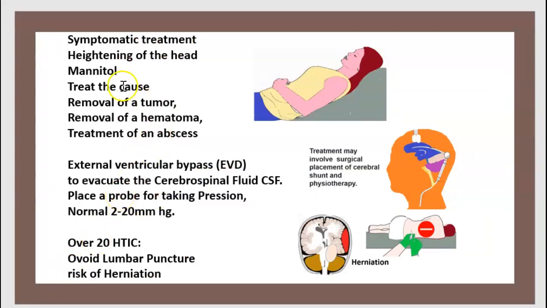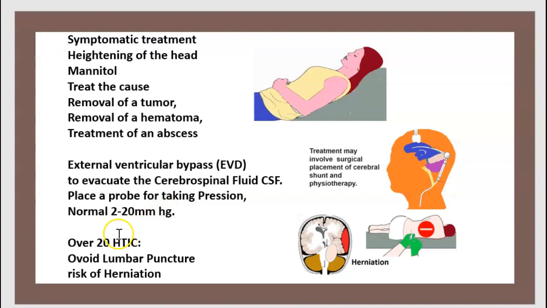Treatment. Symptomatic treatment include heightening of the head, mannitol, and treat the cause, removal of a tumor, removal of an hematoma, treatment of an abscess, external ventricular bypass to evacuate the cerebrospinal fluid, plus a probe for taking pressure, normal between 2 to 20 millimeters of mercury.